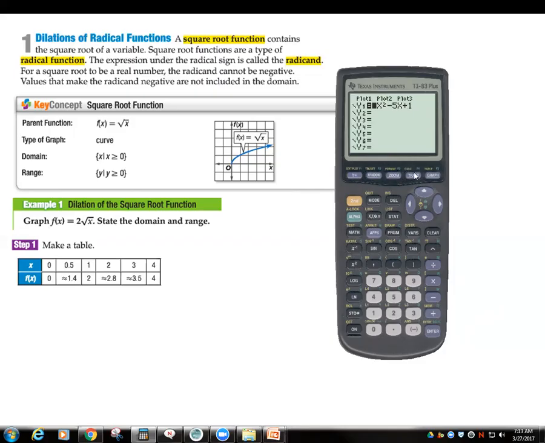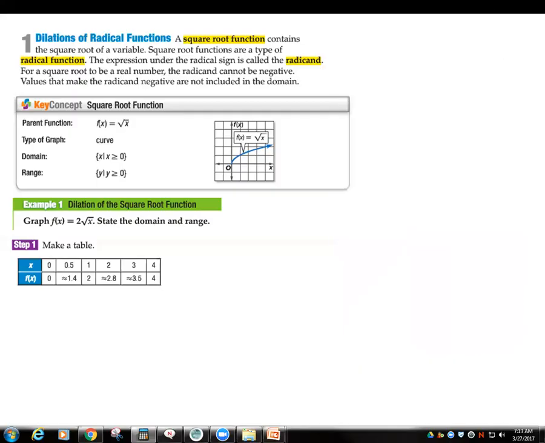The other way to do it is, in the y equals menu, put in 2 square root of x, and close the parenthesis. This way is actually much easier. Second window gives you table setup. Don't worry about the first two, but make sure independent is on ask and dependent is on auto. If you already changed that from a previous problem, it'll just stay there. Hit second graph and it goes to the table, and you can put in 0, 0.5, 1, 2, 3, 4, just that fast, and get your table of values.